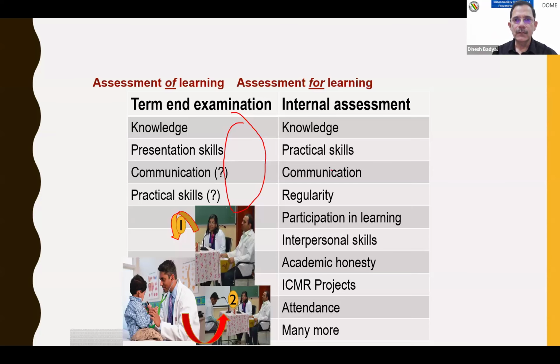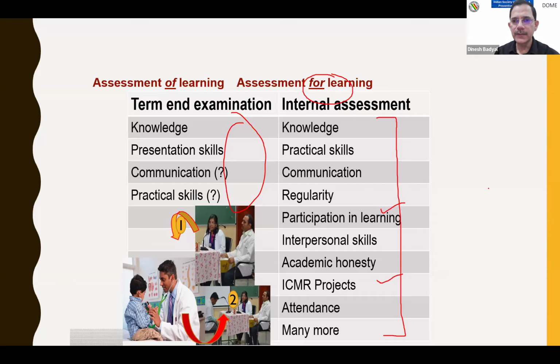It means when we put titles to these two columns, one is assessment of learning, which happens on the day of university exam. But when we look at the internal assessment, it is assessment for learning. It means when your students are with you for all these components, throughout this, we can talk to them. We can see how they are participating in learning. As you said, ICMR projects, we can guide them. So continuously, we use assessment for learning here.